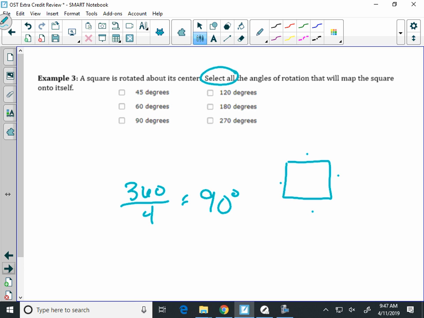Now it says select all, which means there's going to be more than one answer. Well, clearly, 90 degrees is the correct answer. Are there any other angles on there that 90 degrees can divide into? Yeah, that's 180 and 270. 180 degrees is 2 90-degree rotations. 270 degrees is 3 90-degree rotations. So those are also going to be answers. 45 is not, because 45 is half of 90, so it's not quite a full 90-degree turn. Okay, so go ahead and you can try that extra credit practice on campus.